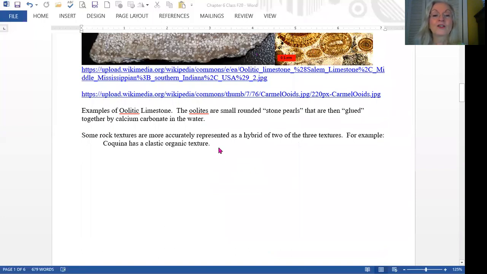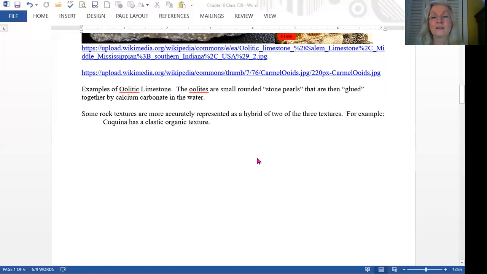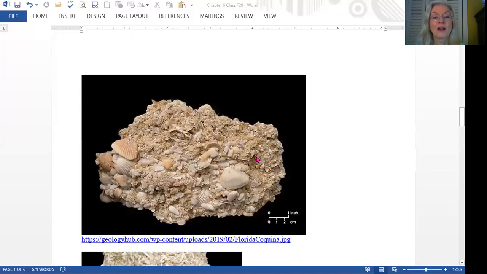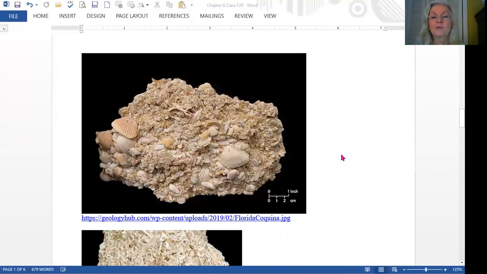So some rock textures are not just organic or inorganic or crystalline, but they have combination textures. Coquina is an example. It is clastic, it's made out of chunks, but it's organic material. If we look at a photograph, coquina is a name for a rock that's made out of the consolidation of seashells. You can see, this is a really nice one because you can see the individual shells in it, and you can recognize them as seashells.